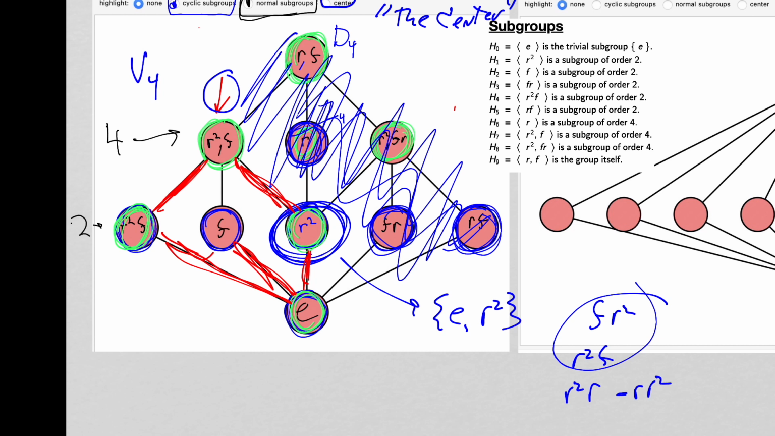So that's an important thing to understand: normality has to do with the overall group in question.